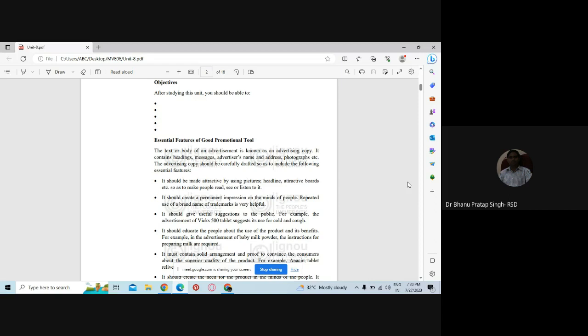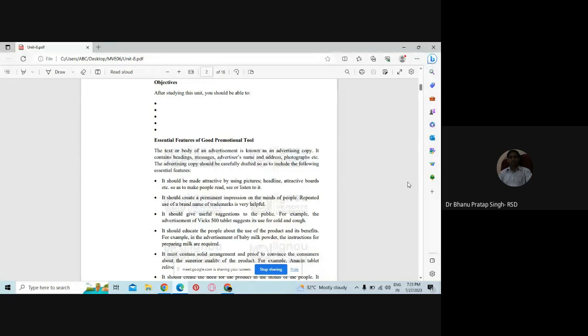Repeated use of the brand name or trademark is very helpful. It should give suggestions to the public or the masses. For example, the advertisement of Vicks 500 tablets suggests its use for cold and cough. And there are so many other examples.